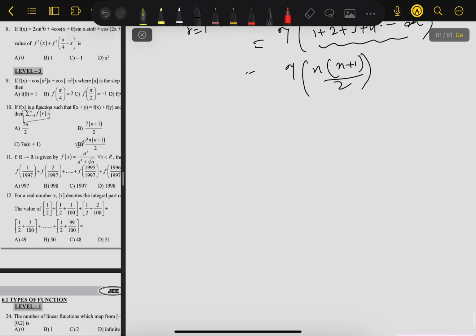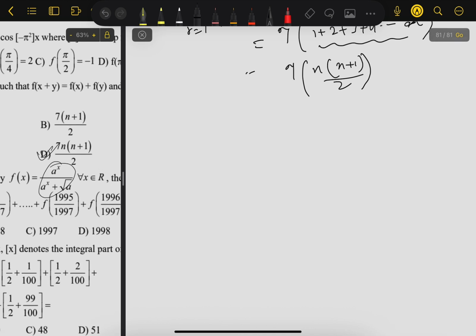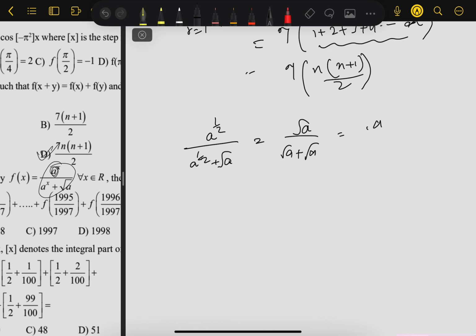In question number 11, some function is actually missing here. So in place of this expression, we need to take some value of a, because we need to find the value of a raised to half upon a raised to half plus a raised to half. Here we can find it: that equals root a upon root a plus root a, so root a upon 2 times root a. There is no need to give the value of a here. This will get cancelled, and we are getting half.